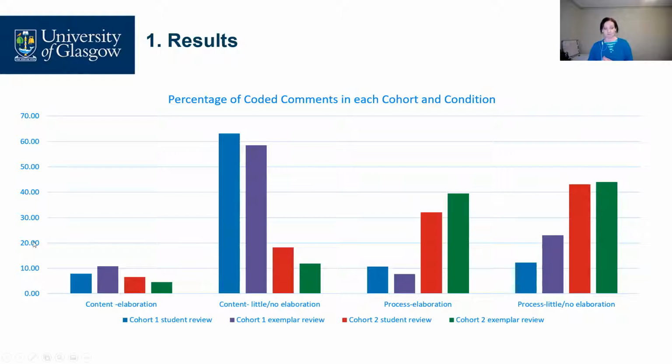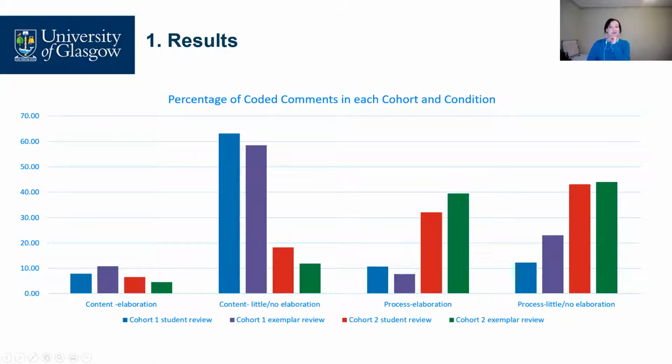So you can see for content and elaboration, all levels are fairly low, slightly higher in the first cohort, the rubric cohort, than the other cohort. When you look at content with little or no elaboration, so brief comments about the content of their own work, then you can see this is far higher for cohort 1, both for the student review and the exemplar review. When we looked at the process comments, we see a slightly different pattern. Again, this time it's cohort 2 that are higher in the process and elaboration comments, and they're also higher in the process little or no elaboration.